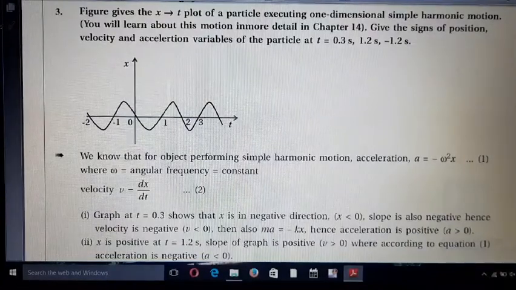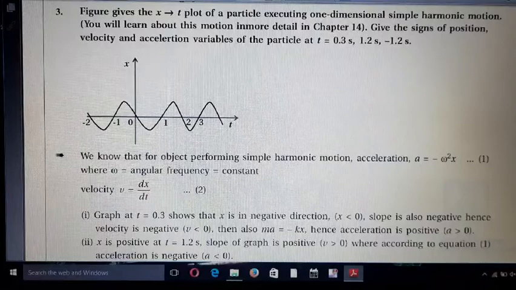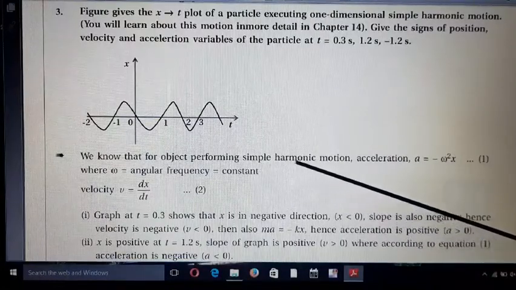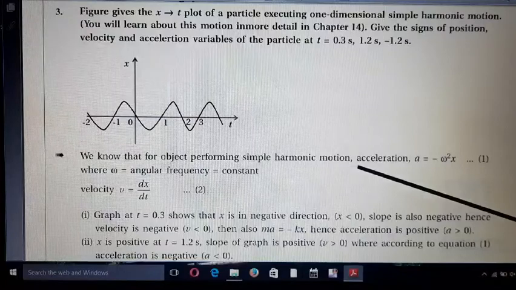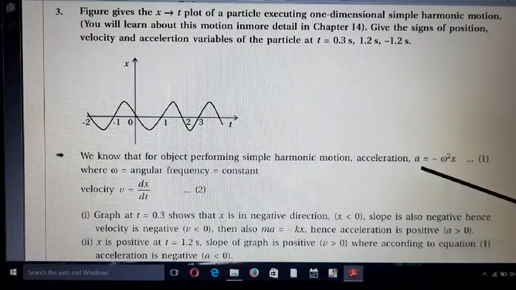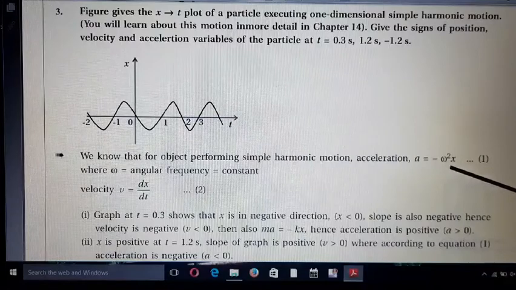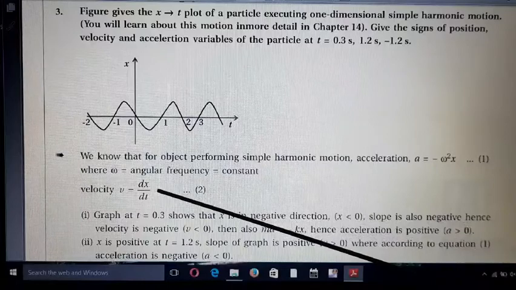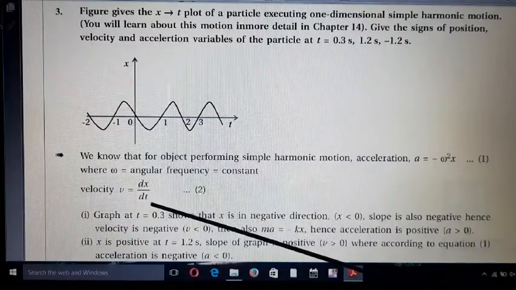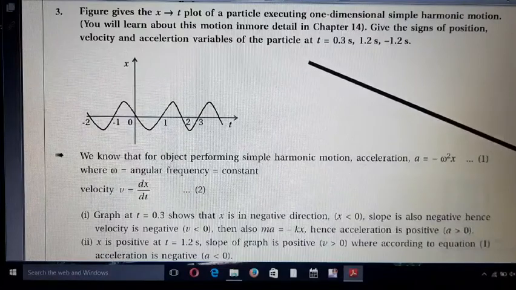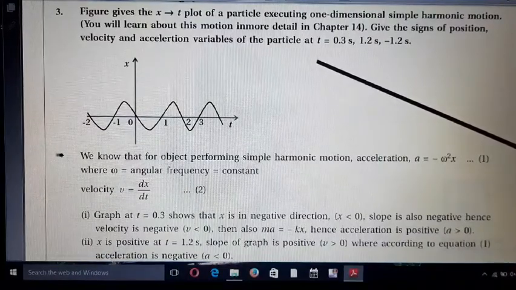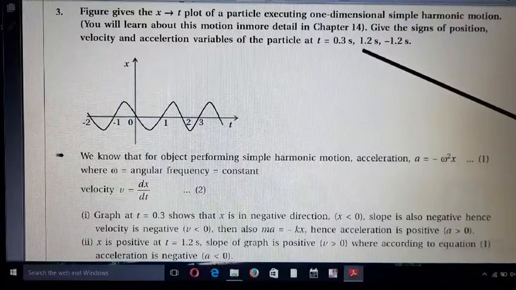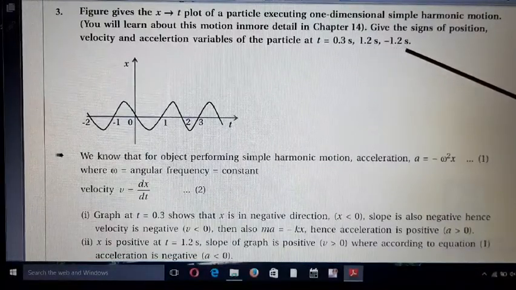Friends, in chapter 14, I teach the formula for simple harmonic motion: acceleration a is equal to minus omega square x. Here omega is the angular frequency and x is the position. And we know that velocity is equal to dx upon dt, meaning distance upon time. Now we have three different values for time: t is equal to 0.3, 1.2 second and minus 1.2 second.